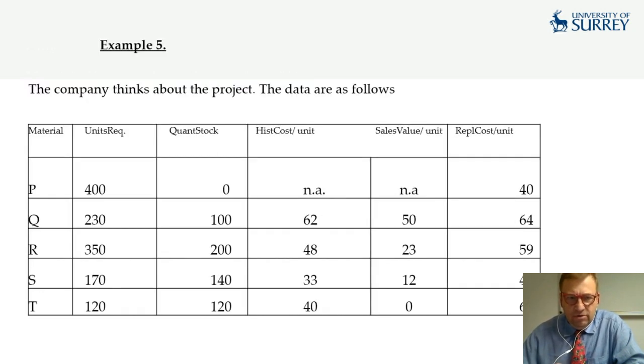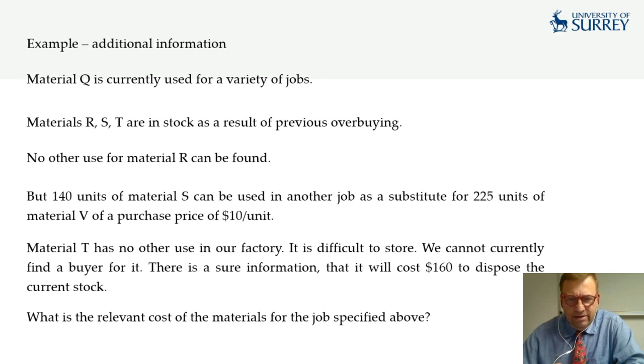Let's see product T. You see product T, actually we have 120, and the sales value is 0 because we cannot find any buyer. More to that, if we want to get rid of this material T, just to throw it away, then it will cost us $160 just to get rid of the stock. It will be our cost of $160.